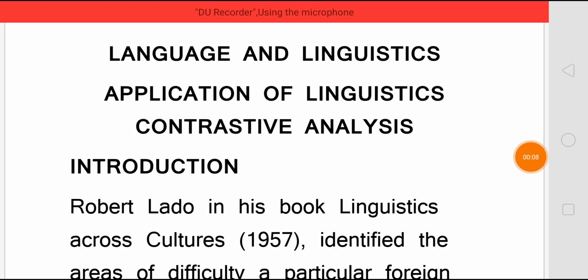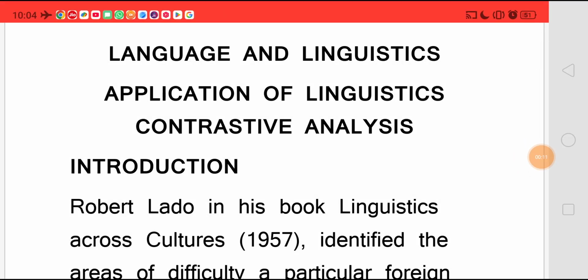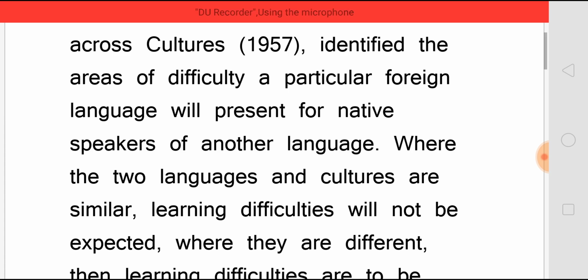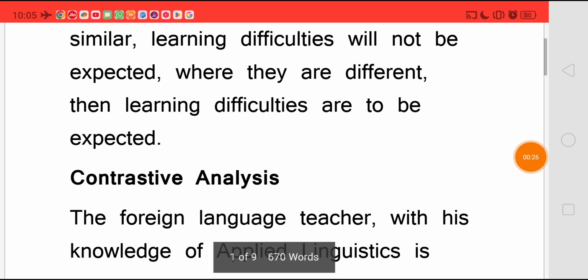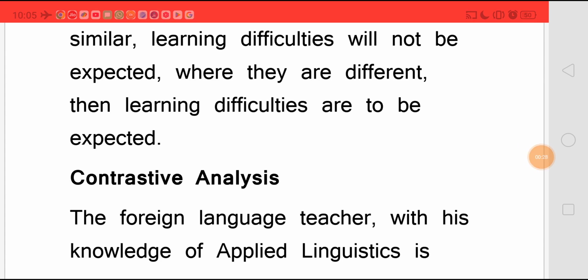Robert Lado, in his book Linguistics Across Cultures, identified the areas of difficulty a particular foreign language will present for native speakers of another language. Where the two languages and cultures are similar, learning difficulties will not be expected. Where they are different, then learning difficulties are to be expected.